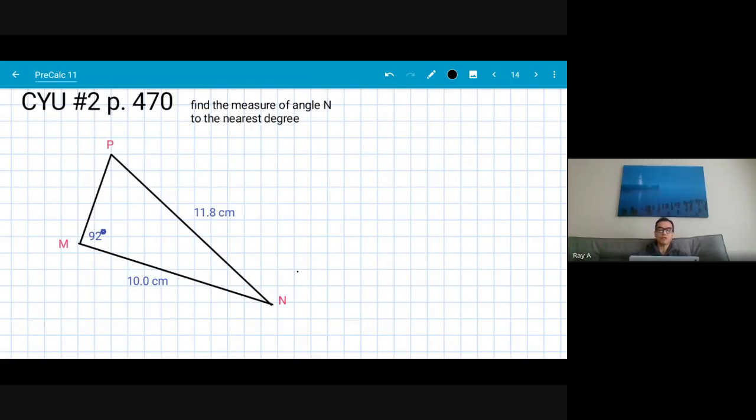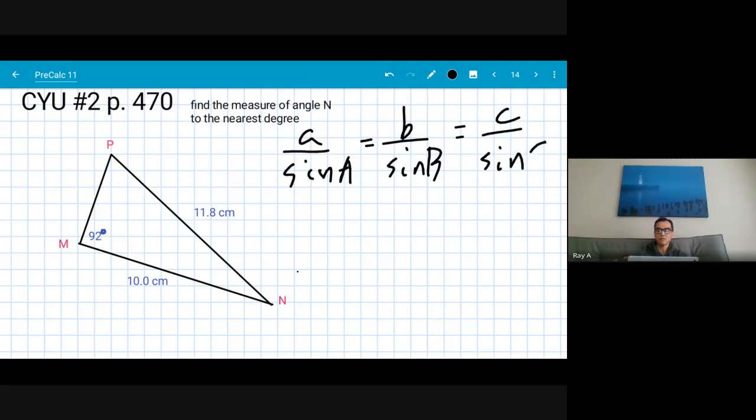We are using the sine law. What is the sine law again? a over sine A equals b over sine B equals c over sine C. In this case, there's no a, there's no b, there's no c, so we'll just assume that it's replaced by m and p.